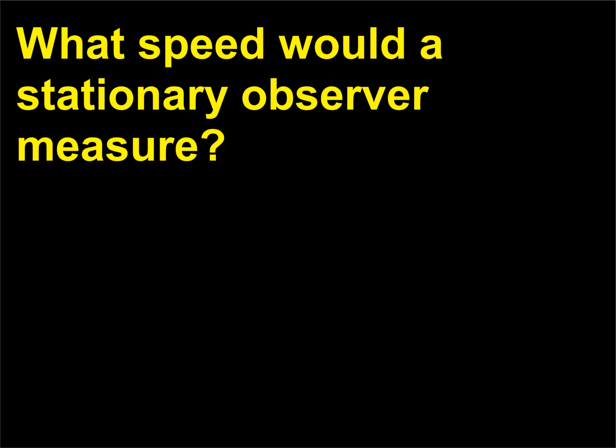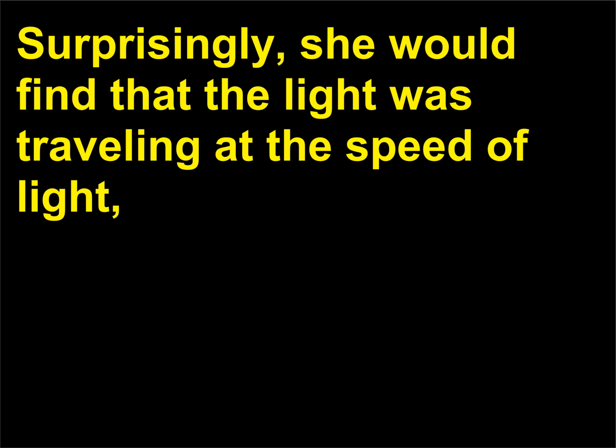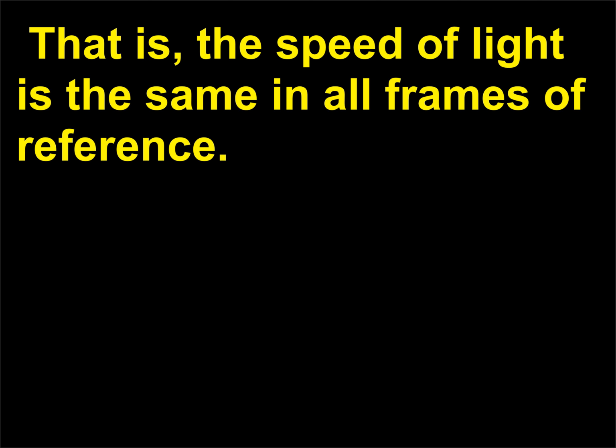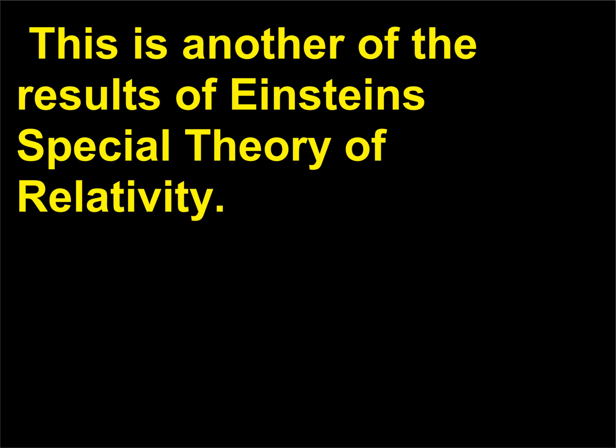What speed would a stationary observer measure? Surprisingly, she would find that the light was traveling at the speed of light, not the sum of the speed of the spaceship and the speed of the laser light as measured by the traveling person. That is, the speed of light is the same in all frames of reference. This is another of the results of Einstein's special theory of relativity.